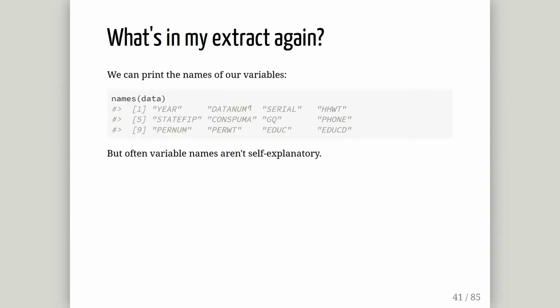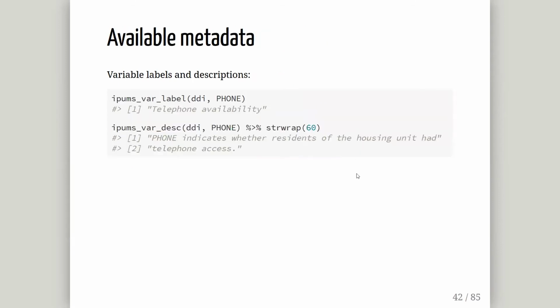We can just print the names of our variables like you can do with any data frame, but often the variable names themselves aren't self-explanatory. So let's leverage that attached metadata that we've been talking about. Here's some of the available metadata, and there are helper functions in ipumsr to access this. The variable labels and descriptions can be accessed with ipums_var_label and ipums_var_desc. And here we're pointing to the DDI and then specifying which variable we want.